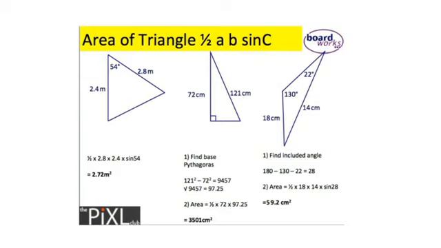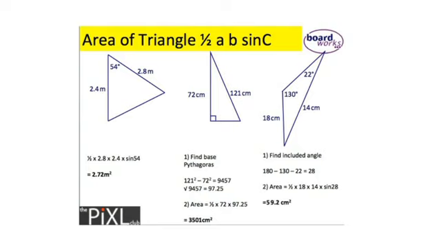The second one, we have to use Pythagoras first. We're missing this length here. So we use Pythagoras, and we find that this length is 97.25. We then find the area just by doing the regular height times base divided by 2. So we have height 72, base 97, multiplied by a half, and we have our area here, 3501 centimetres squared.